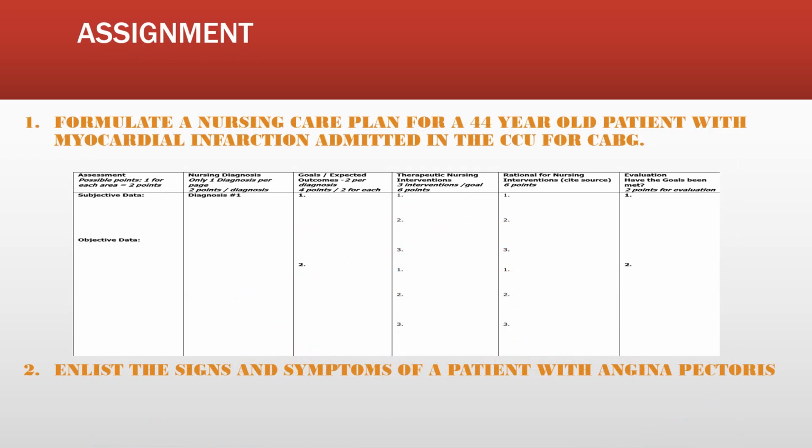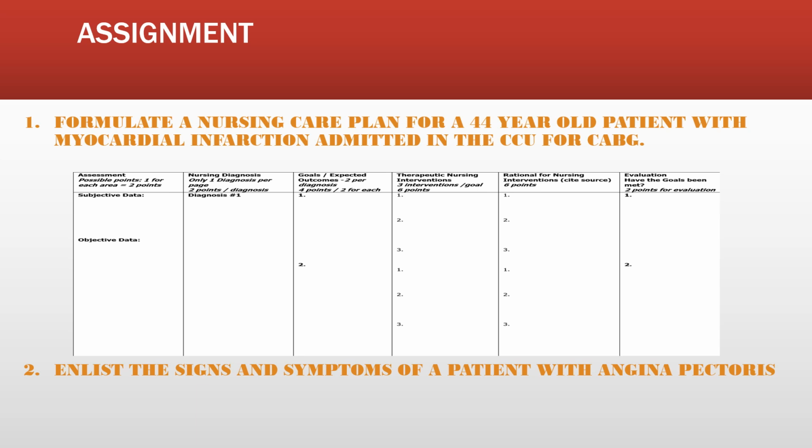This is my assignment for each one of you. This is the nursing care plan format, and it shows assessment, nursing diagnosis, goals, therapeutic nursing intervention, rationale, and evaluation. This is how it has been divided, or this is what we expect. So you will formulate a nursing plan for a 44-year-old patient with myocardial infarction who is admitted. He was admitted in the ED and now he has come to you in the CCU for CABG, that is for the procedure. You can either give it to me or discuss it, whichever, in my email ID. I'm very happy to receive it and help you.